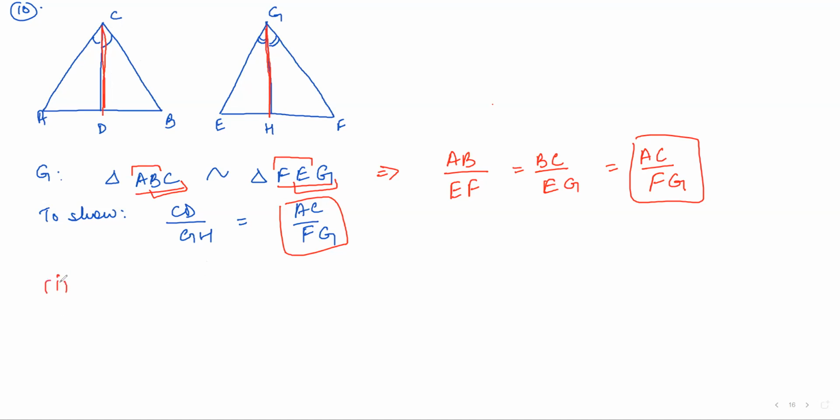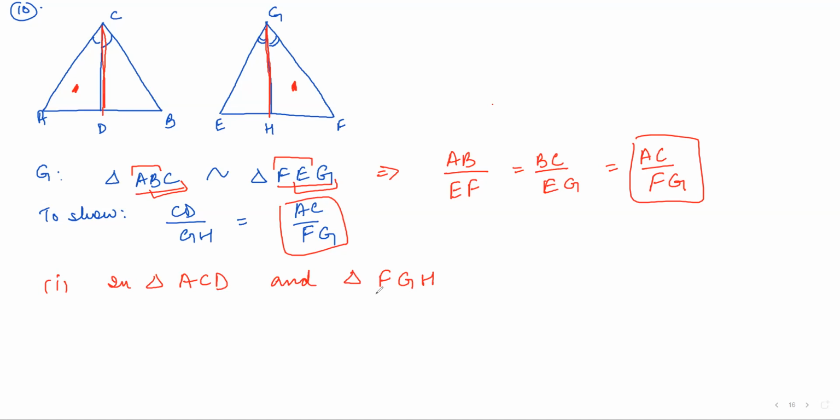So if I want to show the first part here, let's take triangle ACD, right? And triangle FGH, right? I mean, this side ACD and this side FGH I'm taking. Any problem? No, ma'am.